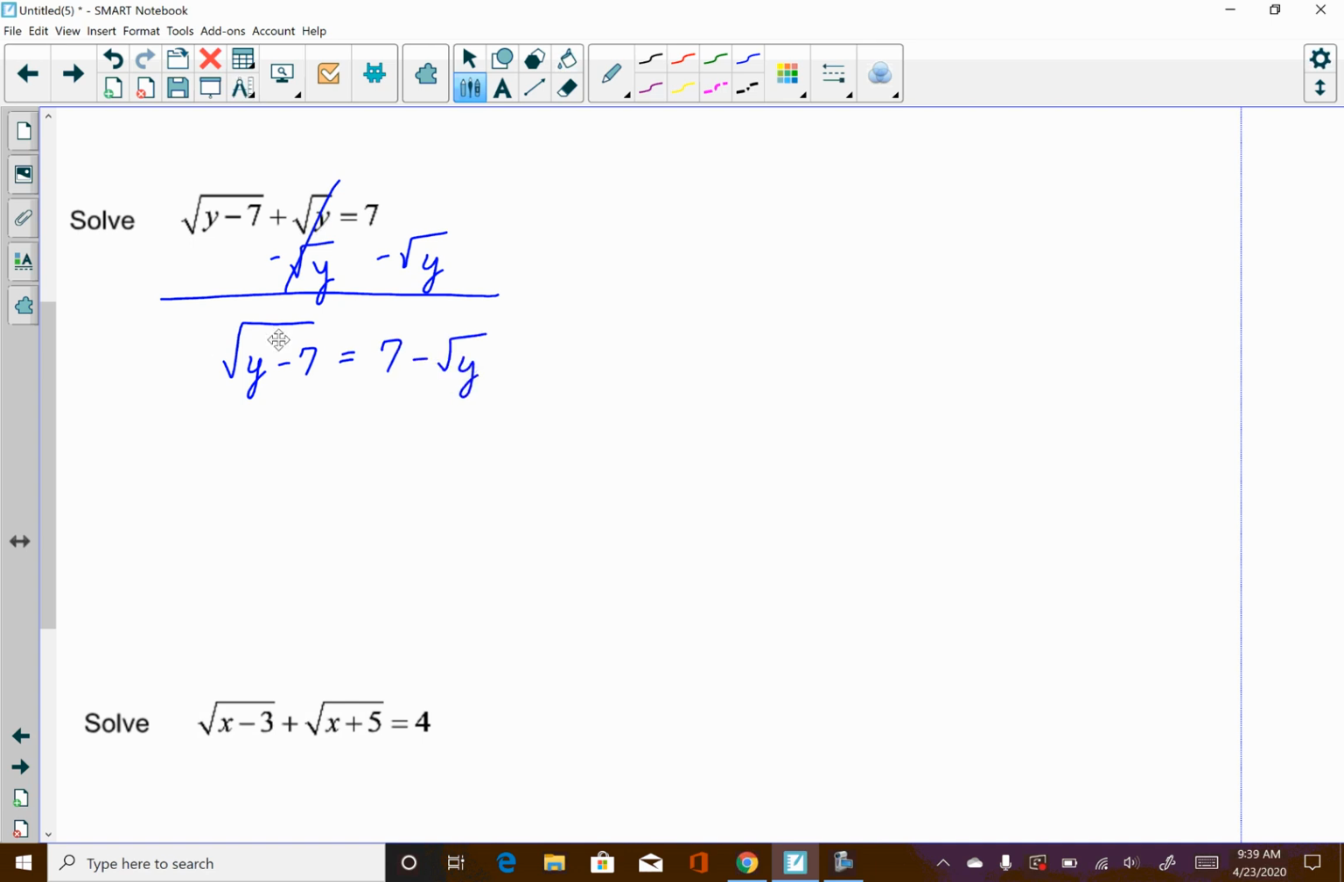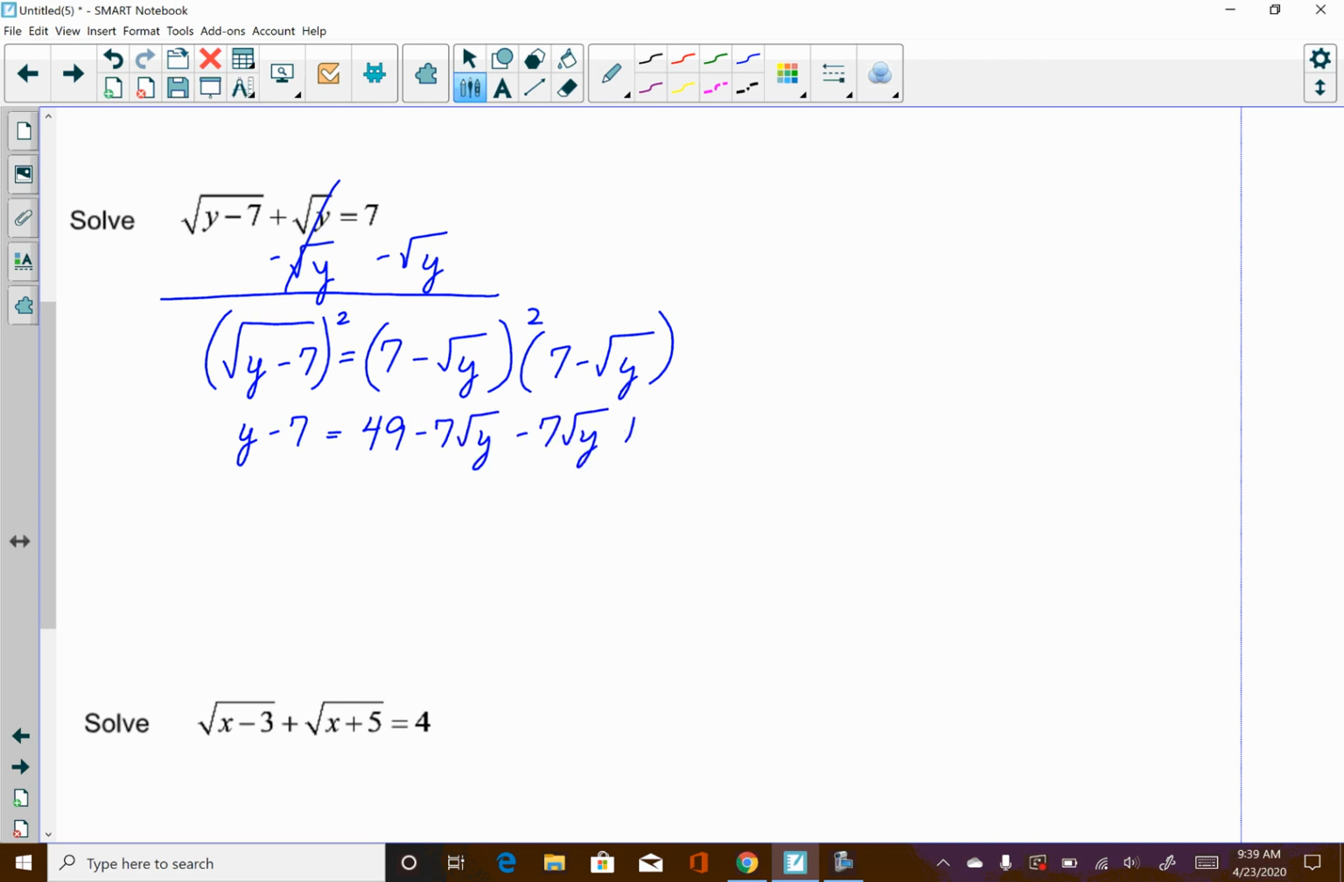Now from here, if I square both sides, on the left-hand side, you square that square root, you're just going to get y minus 7. On the right-hand side, remember, that means I'm going to need to write that twice, so I'm just going to do it right here and FOIL it. So I have 49 minus 7 square root of y minus 7 square root of y plus y. And the square root of y times the square root of y is just y. I combine like terms, I have y minus 7 equals 49 minus 14 square root of y plus y.